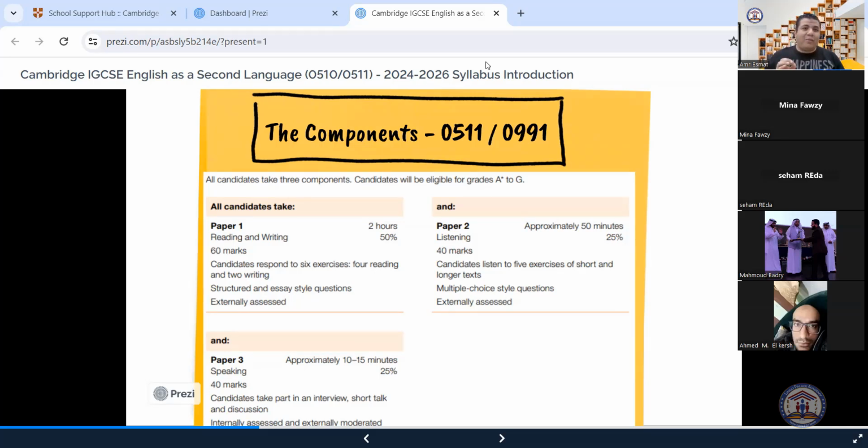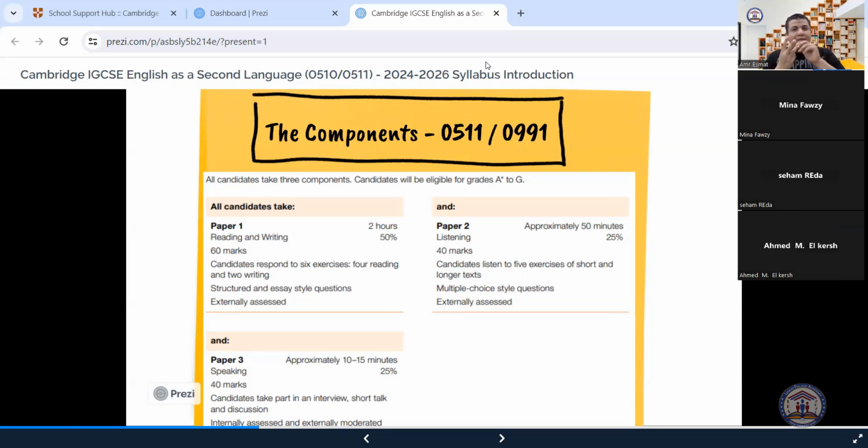So speaking will also contribute to the overall grade with 25%, exactly like listening in paper 2. So in 0510 and 0993, you have speaking endorsement, 3 papers, but one of them doesn't count.